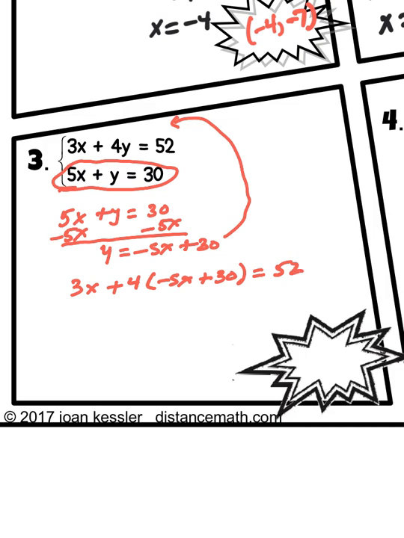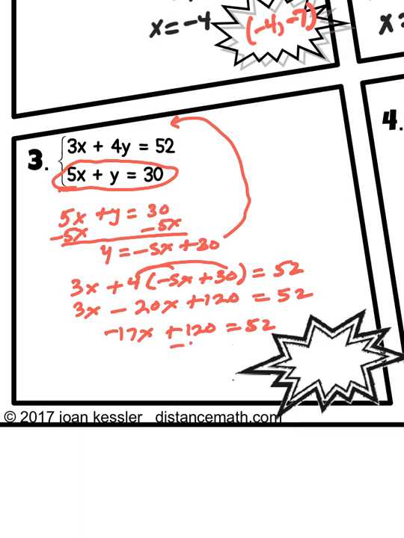equals 52. So I have 3x, and then 4 times negative 5x gives you negative 20x. 4 times 30 gives you 120, equals 52. 3x minus 20x gives you negative 17x plus 120 equals 52. I'm going to subtract 120. So I have negative 17x equals negative 68. Divide by negative 17, and x equals 4.